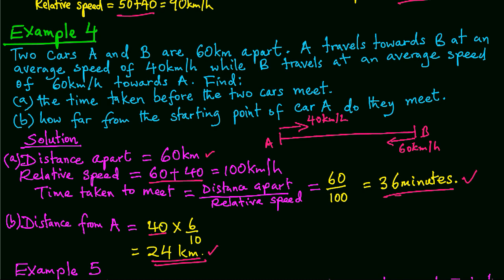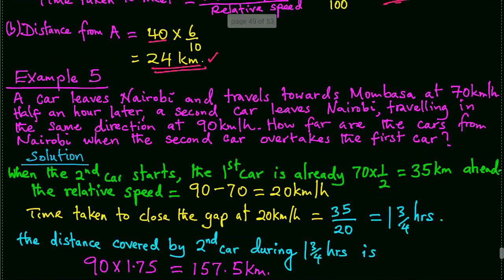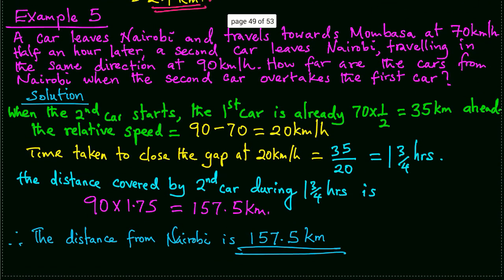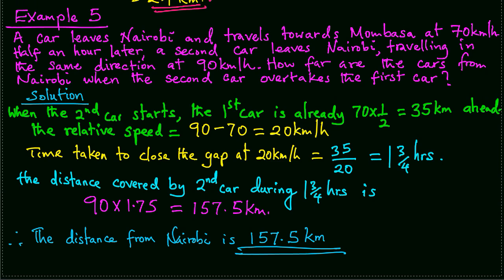Example 5. So here the vehicles are moving away from each other. A car leaves Nairobi and travels towards Mombasa at an average speed of 70 kilometers per hour. Half an hour later, a second car leaves Nairobi, traveling the same direction at 90 kilometers per hour. How far are the cars from Nairobi when the second car overtakes the first car?